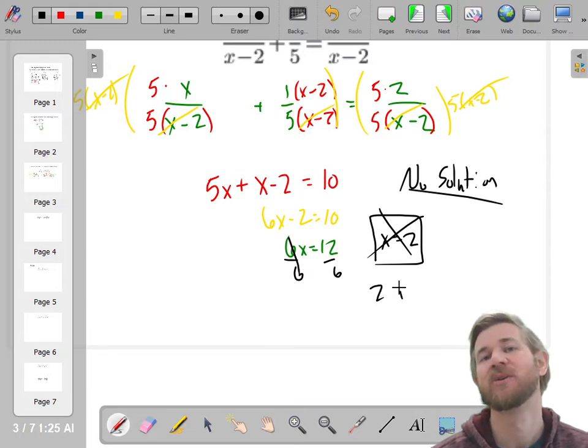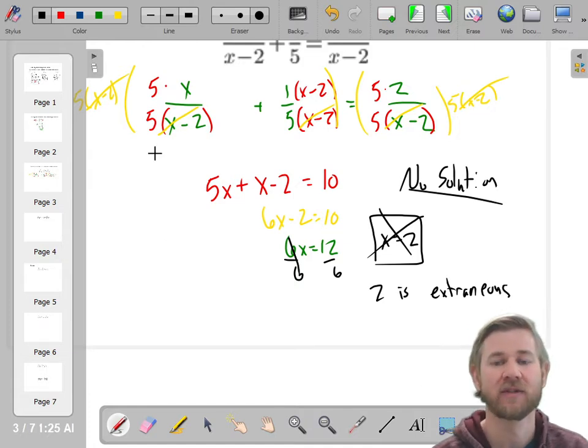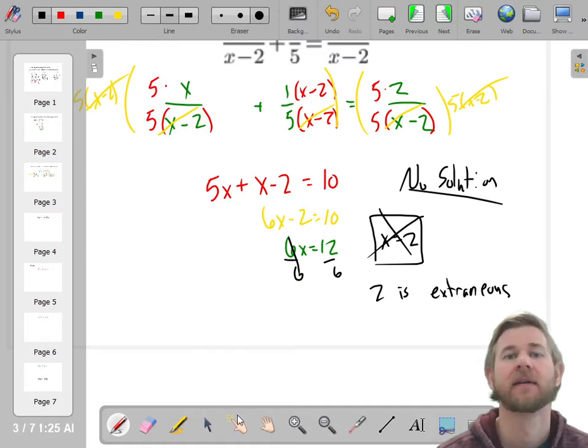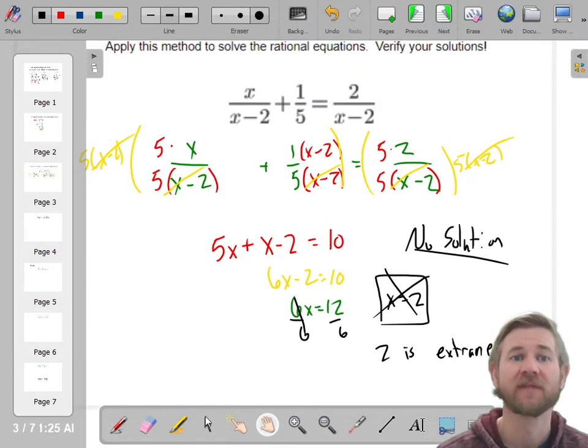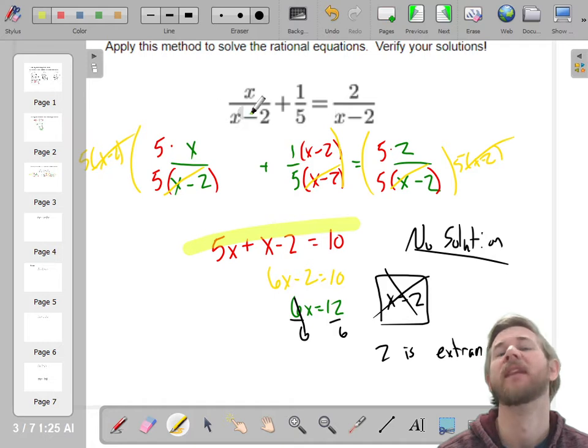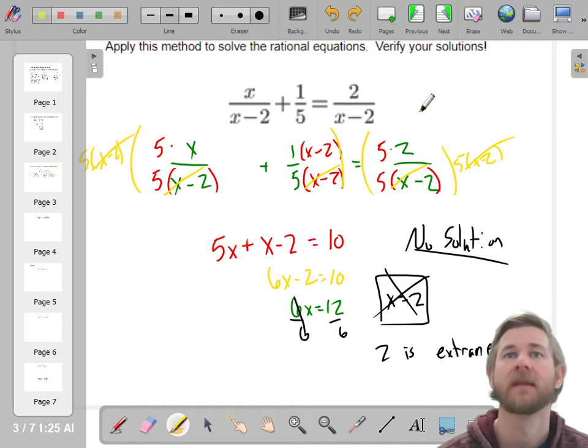There is no solution, because the only solution that we have is called extraneous. So you could say 2 is extraneous. It's an extraneous solution. It's a solution that doesn't solve the original equation, so we call it extraneous. It solves this equation. It doesn't solve this equation, if that makes sense.